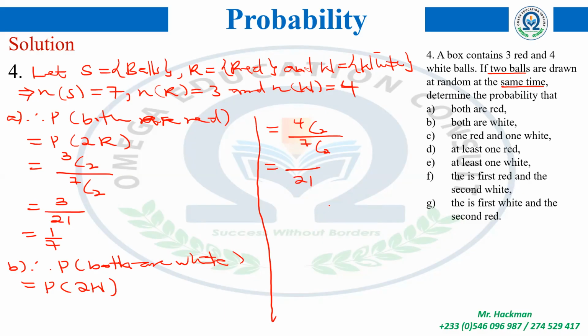Now your numerator, 4 combination 2, is 6. Can this be reduced? Reduce it for me. 2 over 7. If you like, you can go and try using the other method. You end up getting the same results.